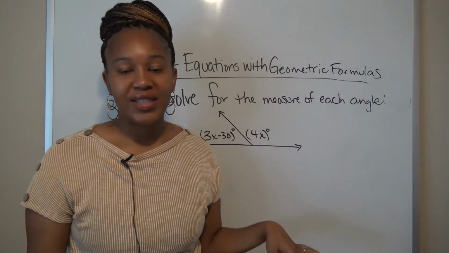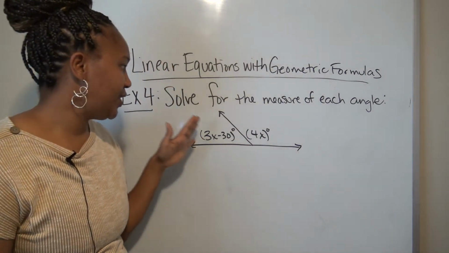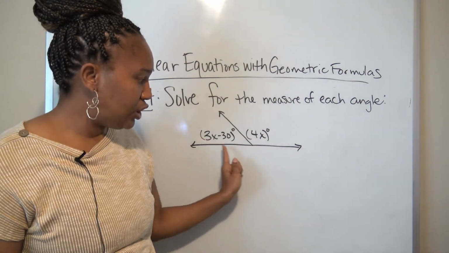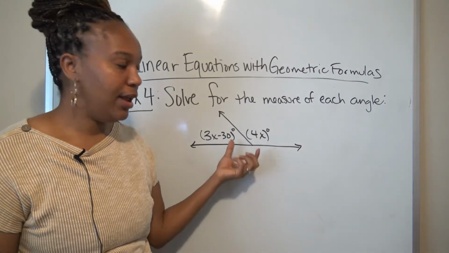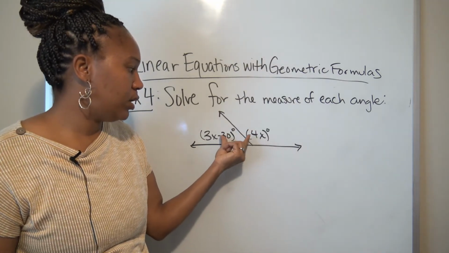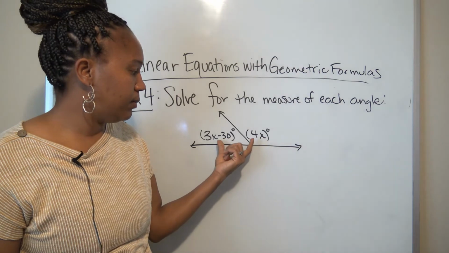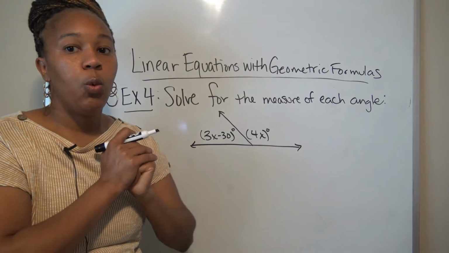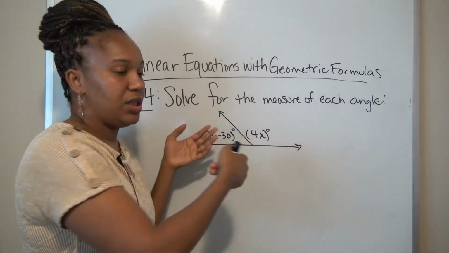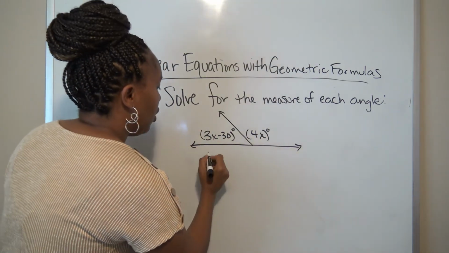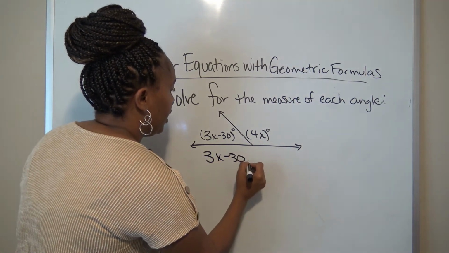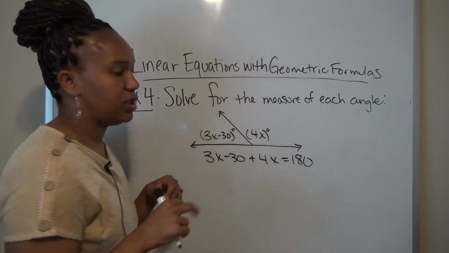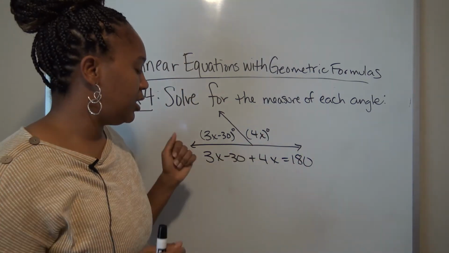Example 4 involves angles. What we want to do is solve for the measure of each angle. It gives us a 180-degree angle because it's a line, and it's broken up into 2 separate angles, and it gives us an expression for each one, and we have to figure out how much is each angle. What we know about supplementary angles is that they add to 180. So I would write 3x minus 30 plus 4x is equal to 180. When I add these two together, they should sum up to 180. And so now I just end up solving this equation.